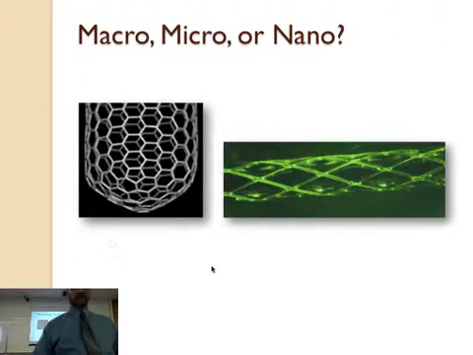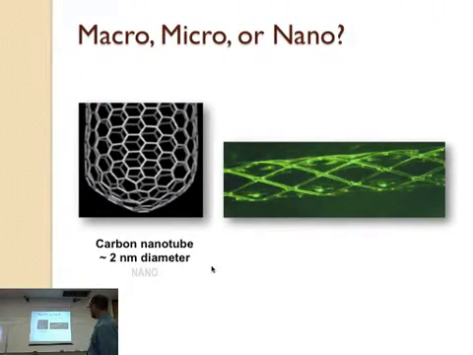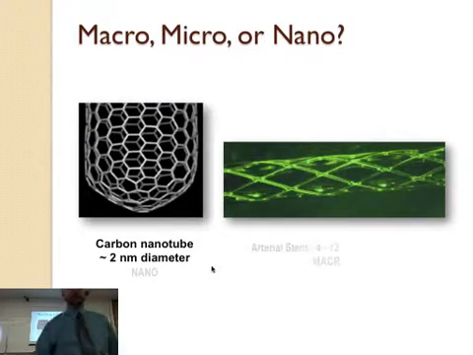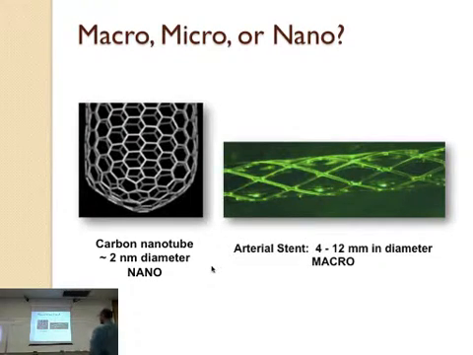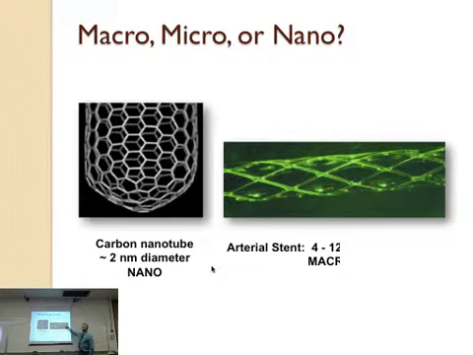The stent, right? That's what you would think, and you're right. Carbon nanotube, the diameter is about 2 nanometers, so it's nano. And then the arterial stent is 4 to 12 millimeters in diameter, so it's micro. This is a really cool technology.